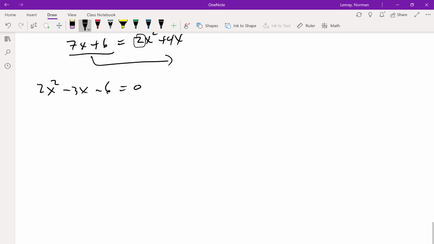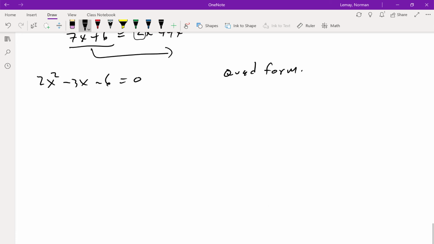Since we did a couple of factoring problems, I'd like to use the quadratic formula this time. It doesn't really matter. If it factors, great; if it doesn't, great. I don't think this one factors. The factors of negative 12 are 2 and negative 6, negative 2 and 6, 3 and negative 4, and negative 3 and 4, and none of these add up to negative 3, unless I'm missing something. So factoring does not work, and we'll use the quadratic formula.